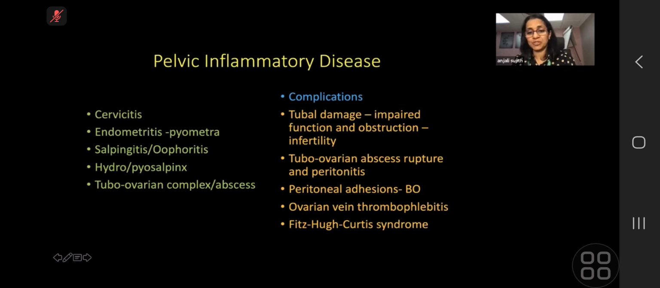The abscess can rupture and cause peritonitis. It can cause extensive peritoneal adhesions, which can result in bowel obstruction. Other complications include ovarian vein thrombosis or thrombophlebitis and Fitzhugh-Curtis syndrome.